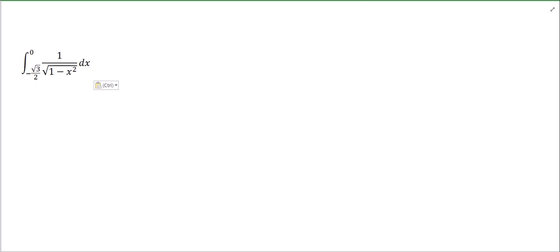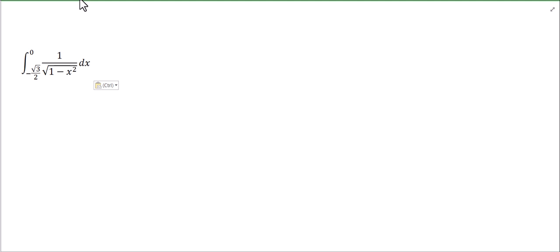Hey there, we're going to continue studying U-substitution and we're moving on to definite integrals. So now we're finding the area between the curve and the x-axis, or the net change area within the curve. So here we have the integral from negative the square root of 3 over 2 to 0 of 1 over the square root of 1 minus x squared dx.